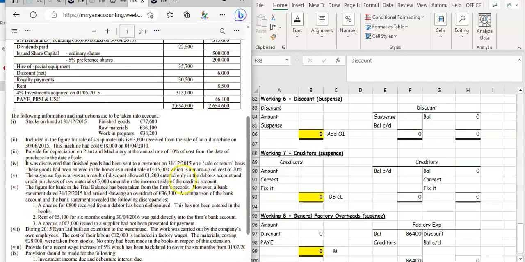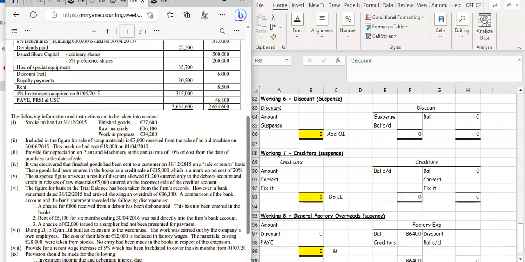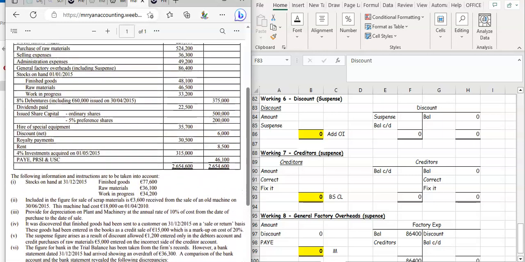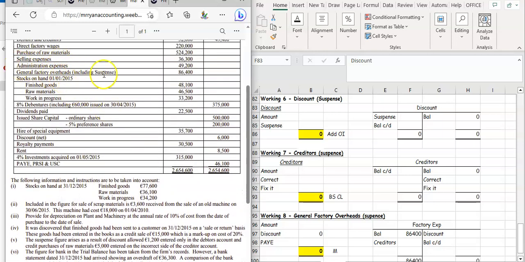And then the second part of it says that credit purchases of raw materials 5,000 entered in the wrong side of the creditor's account. So it's telling us that our creditor's account is wrong. We've 5,000 there on the wrong side, so we need to put it on the correct side. And then we need to correct our suspense figure, which is our general factory overheads.